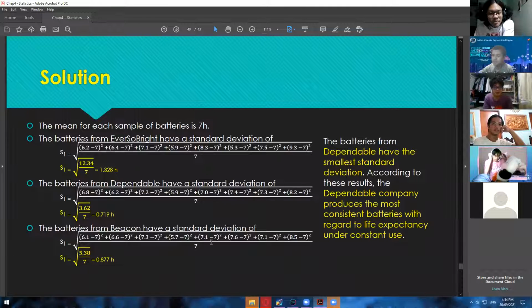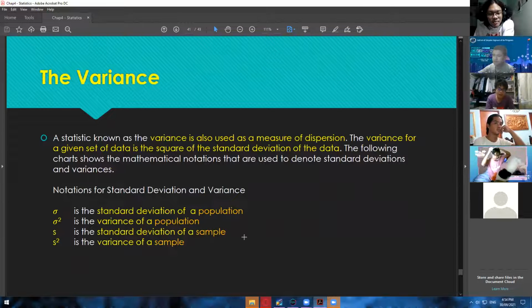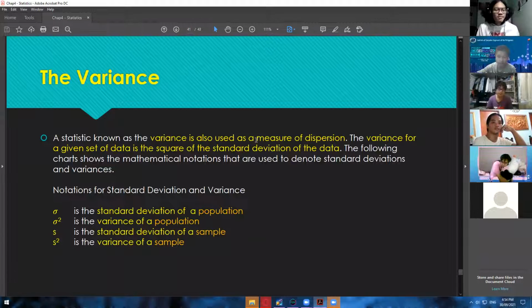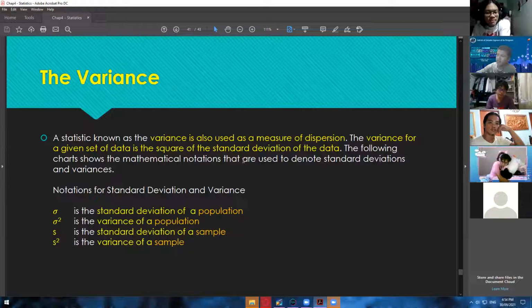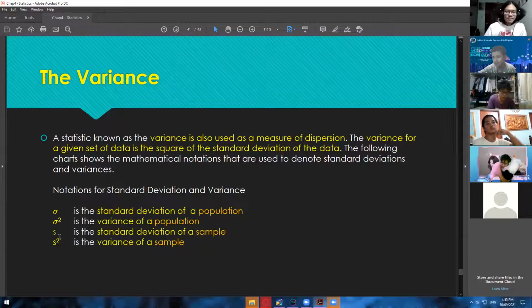So let's now proceed to the last type of dispersion, which is the variance. A statistic known as the variance is also used as a measure of dispersion. The variance for a given set of data is the square of the standard deviation of the data. The following chart shows the mathematical notations used to denote standard deviations and variances. We have two types of variance right here, of course, the population and then the sample, and here are their symbols for the variances.